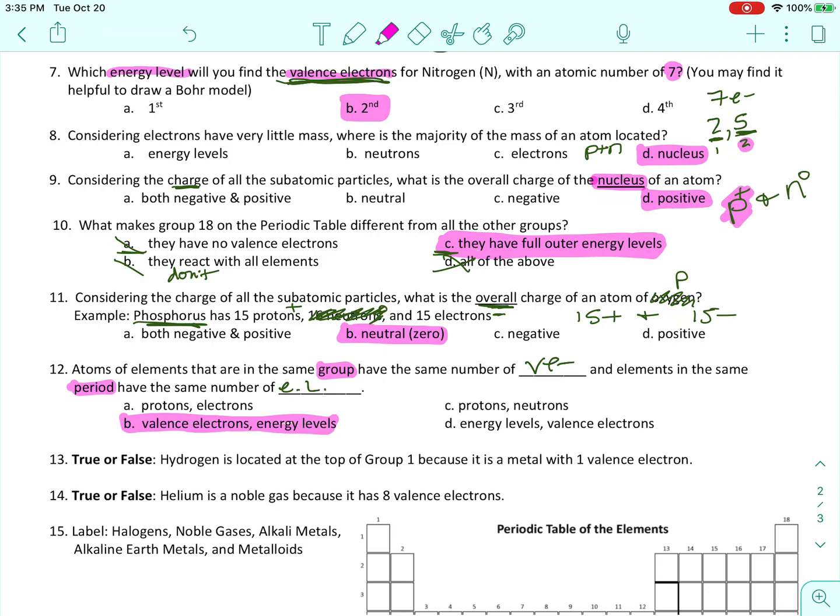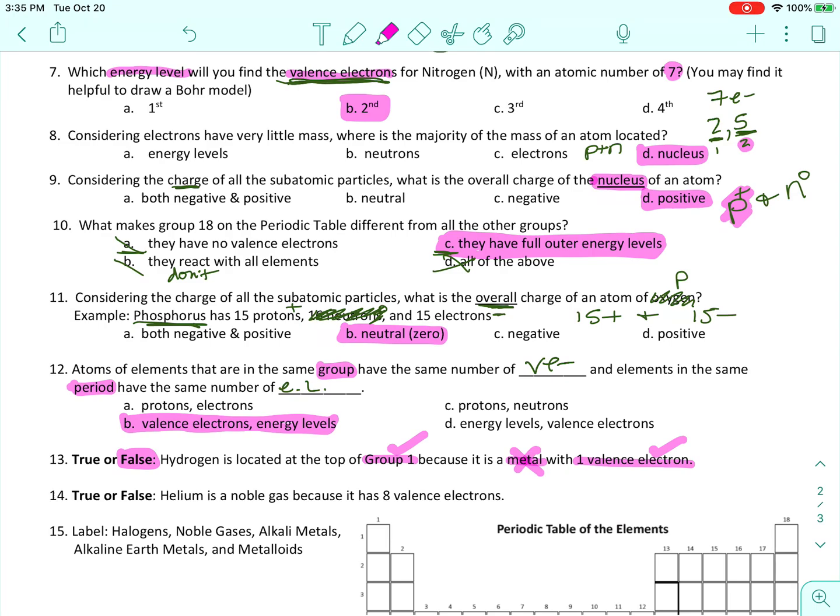True or false? Hydrogen is located in the top of group 1 because it is a metal with one valence electron. So yes, it is in group 1. That's true. It does have one valence electron, but it is not a metal. So that is false. Hydrogen is a nonmetal. It is the only nonmetal that's on the left side of the periodic table.